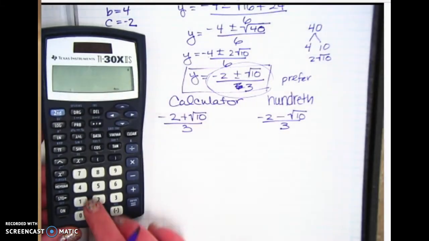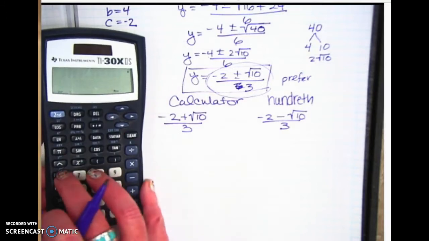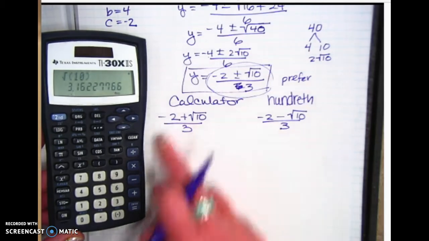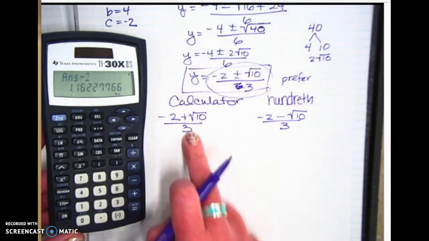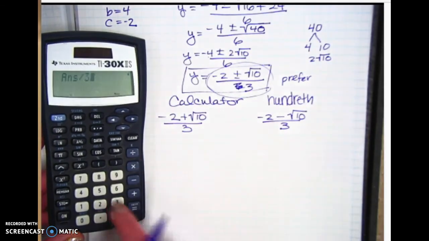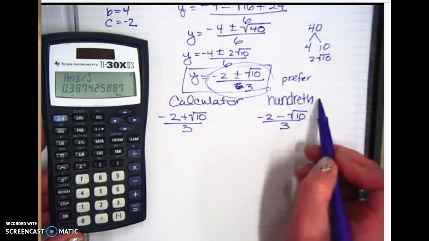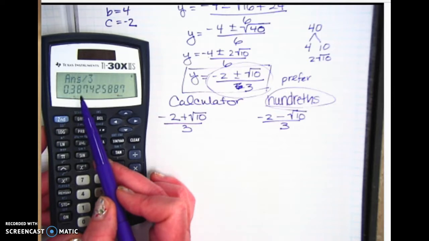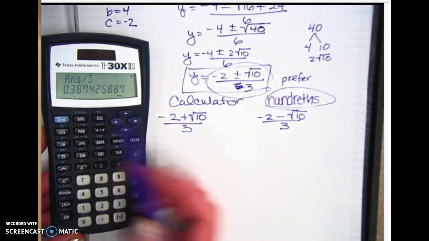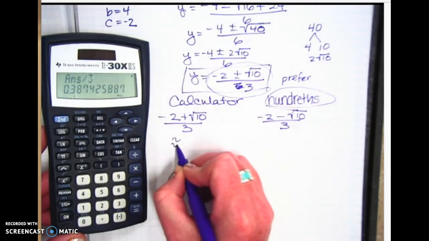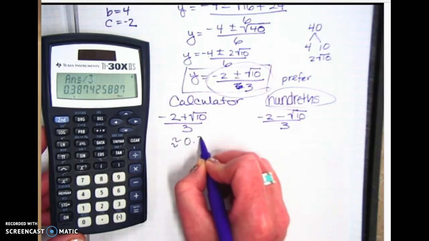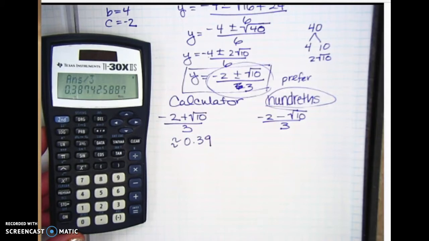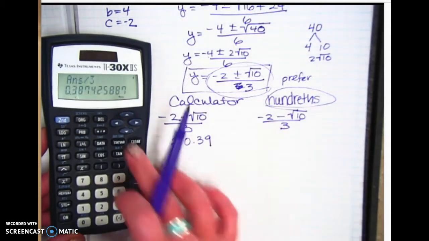All right, so I'm going to take the square root of 10 first. Then I'm going to subtract that 2 right there. I'm going to divide by 3. And I want to round to the nearest hundredths. So after the decimal, I get 0.38, but there's a 7 next to it, so I round up. This is roughly, or approximately, 0.39. We see that? Okay.